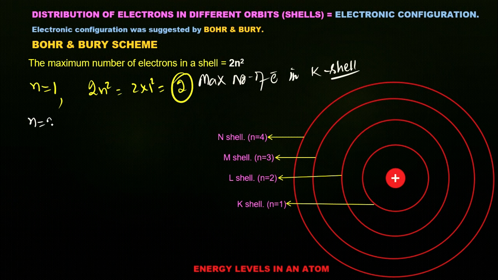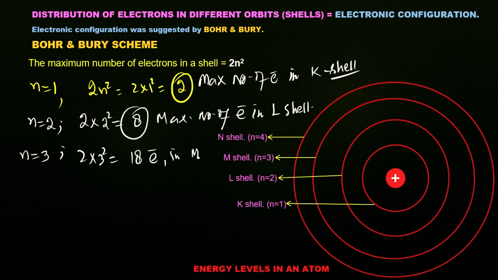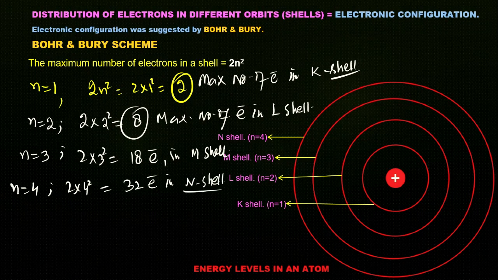So for example, we have n is equal to 2. That will be 2 into 2 square. So that is 8. 8 is the maximum number of electrons in the L shell. Okay. So you can solve it for 3. n is equal to 3. It will be 2 into 3 square. That's 18 electrons maximum in the third shell, the M shell. And n is equal to 4 will be 2 into 4 square, 32 electrons in the N shell. Okay, this is how you can calculate it.